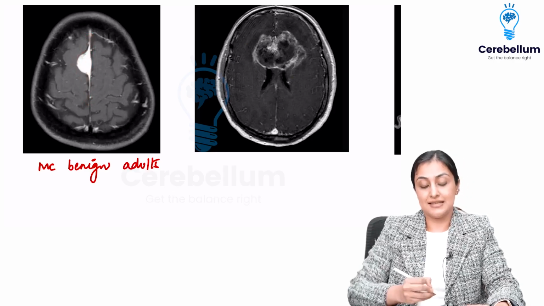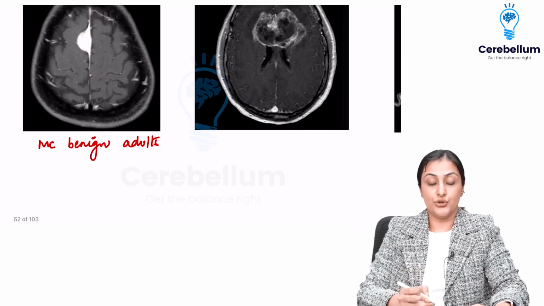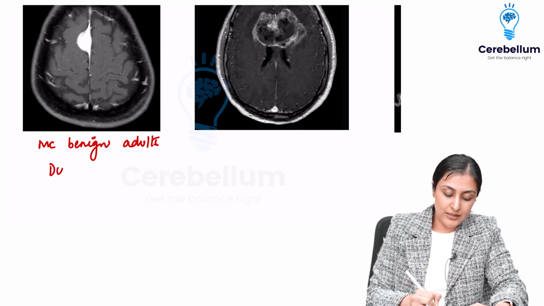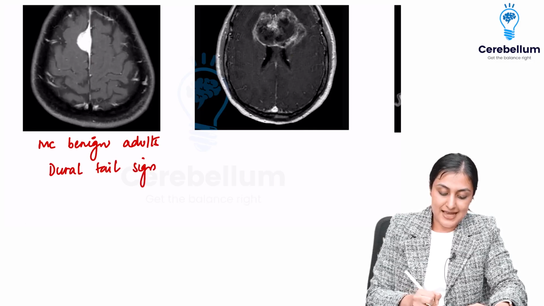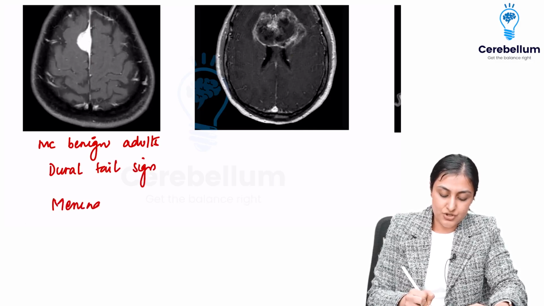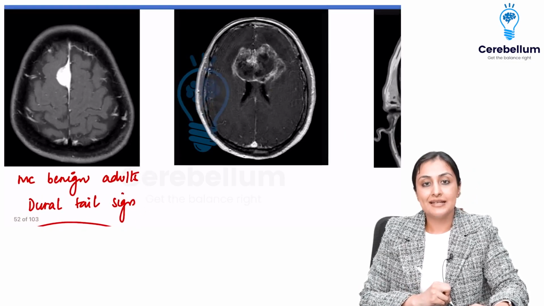So you can see that there is a tail which is involving the dura. So dural thickening with a dural tail sign. This is what is diagnostic of a meningioma. So this is a meningioma, dural tail sign.